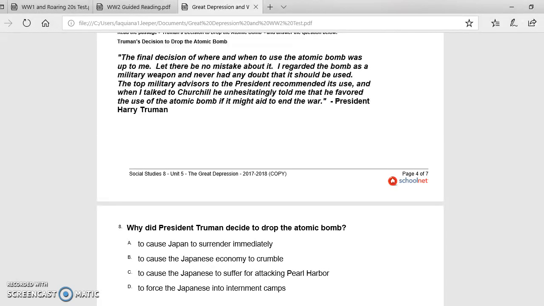Number 8, why did President Truman decide to drop the atomic bomb? A, to cause Japan to surrender immediately. B, to cause the Japanese economy to crumble. C, to cause the Japanese to suffer for attacking Pearl Harbor. D, to force the Japanese into internment camps.